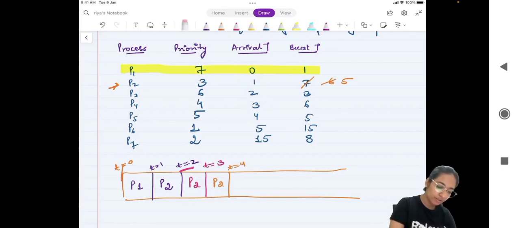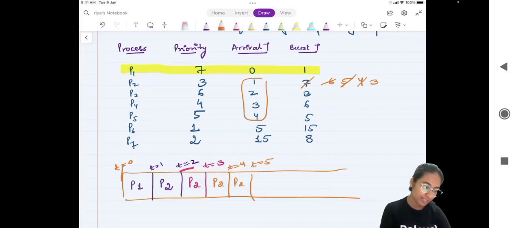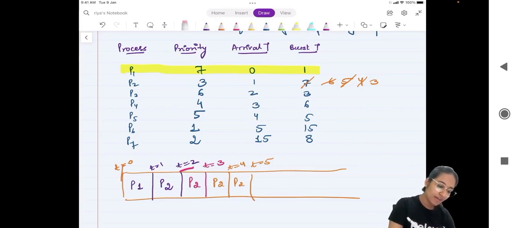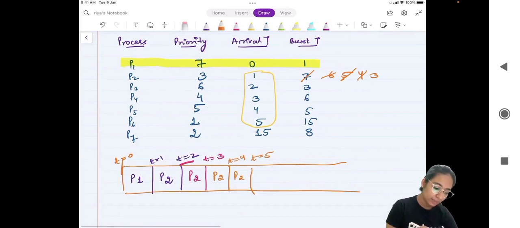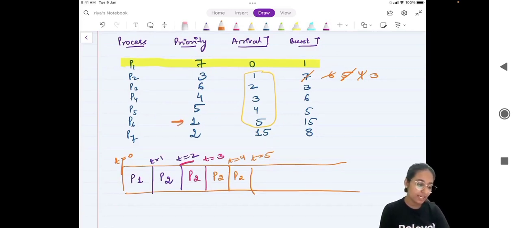At t equal to 4, this process still has 4 units left to execute. At t equal to 4, we have all these processes. Again P2 has the highest priority, so P2 will get executed. Now at t equal to 5, I still have 3 more units left to execute. At t equal to 5, we have all these processes over here, right? Now out of these, which one has the highest priority? I can say that the priority of the new process which came in is the highest.